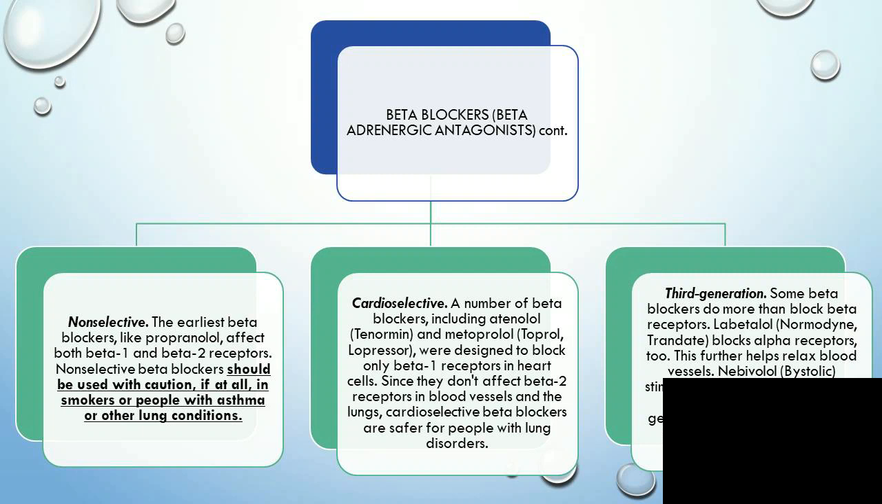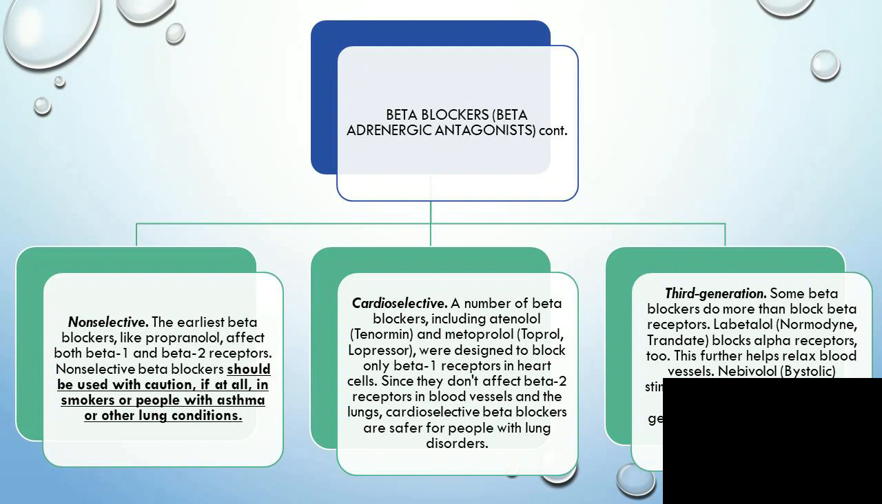Okay, so there are three different types of beta blockers. First, we have the non-selective, and these were the earliest beta blockers that were made. Propranolol is an example, and they affect both beta-1 and beta-2 receptors. Because of this non-selective effect, these types of beta blockers should be used with caution, if at all, in smokers or people with asthma and other chronic lung conditions. It can actually cause the airways to constrict even more.